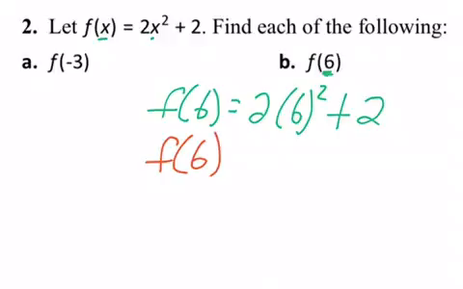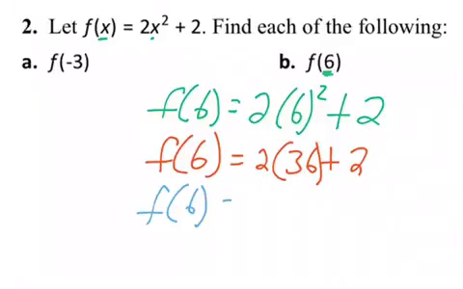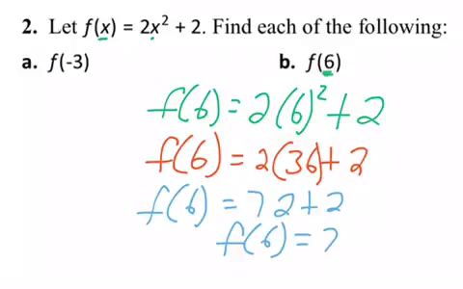So f of 6 would equal, once again, based off order of operations, I will do my exponents before I multiply or add. So 6 squared, 6 times 6 is 36. So I have 2 times 36 plus 2. Then I have f of 6 equals 36 times 2 is 72. Drop down my plus 2. F of 6 would equal 72 plus 2 is 74.